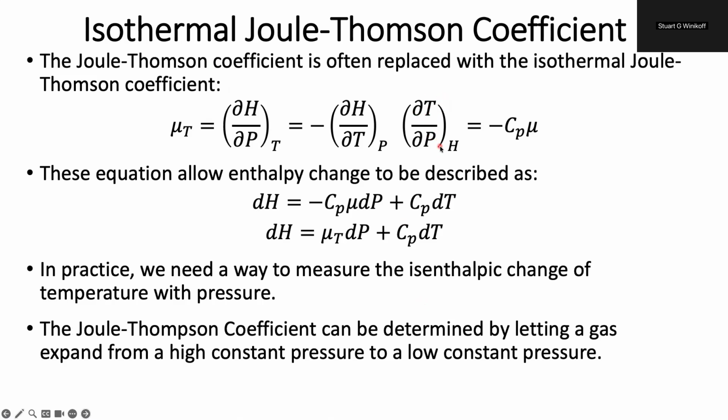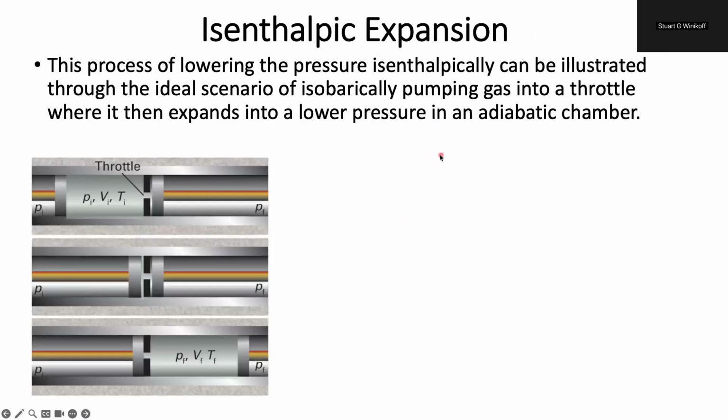But how can we make sure that the enthalpy doesn't change? So one of the classic oversimplifications of this case is going to be looking at the compression of a gas through a throttle. So we're going to take a gas with initial pressure and volume, and then we're going to compress it to pretty much a very small volume, and then we're going to let it expand.